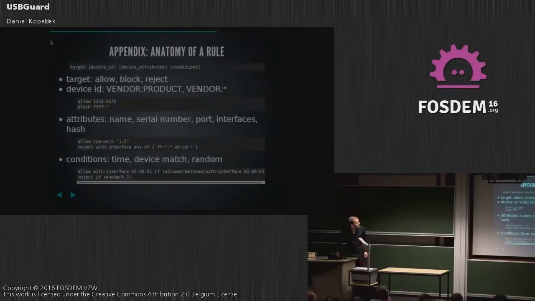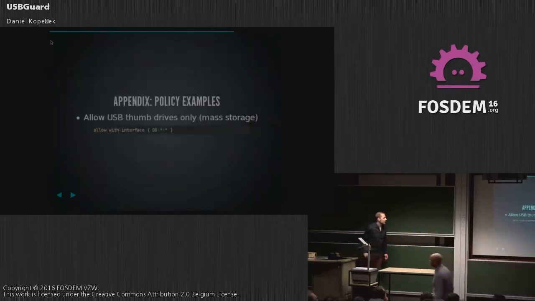I think I have some time, so I will show you some example policies. I didn't want to show them before because it looks scary, a bunch of lines in a strange language. But actually it's quite easy. If you are just a regular notebook user and all you want to use is USB thumb drives, then you can write this one line in the policy, and it will allow only thumb drives and nothing else.